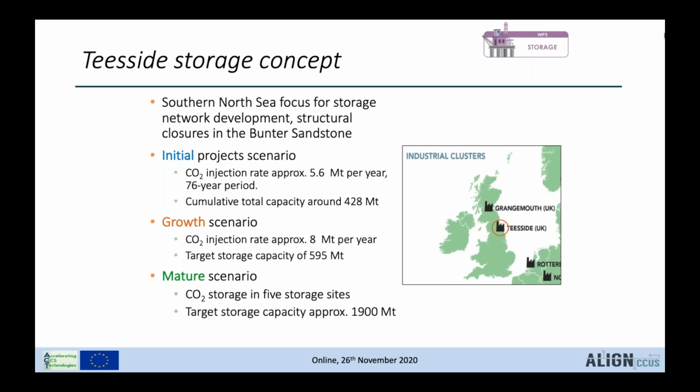The growth scenario injection rate is approximately 8 million tonnes per year, with a cumulative total of approximately 600 million tonnes. The mature scenario has modelled CO2 storage in 5 storage sites, and we have a target storage capacity of approximately 1,900 million tonnes. So if we could go to the next slide, please.